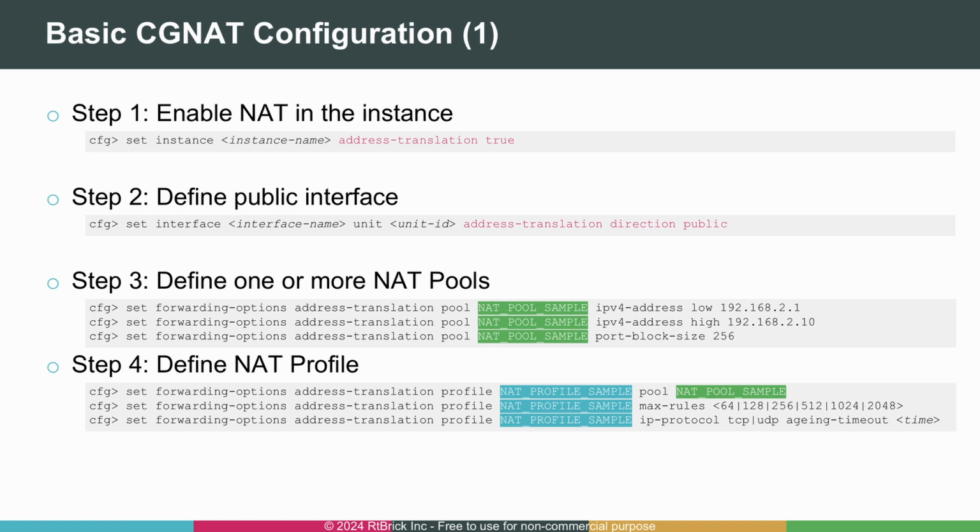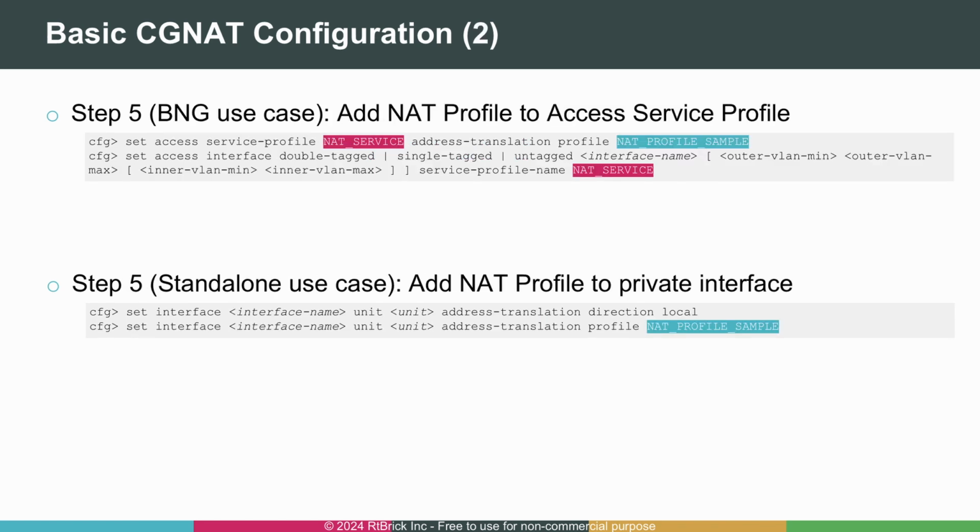The configuration steps listed on this slide are the same whether you're using CGNAT with BNG or as a standalone CGNAT solution. In the case of CGNAT with BNG, the NAT profile is part of the access service profile, which may include additional services. The access service profile is then attached to one or more access interfaces. This automatically makes the subscriber interface a private or inside interface.